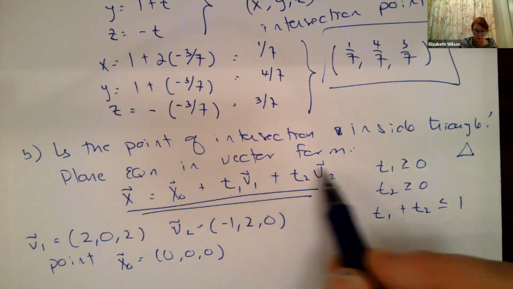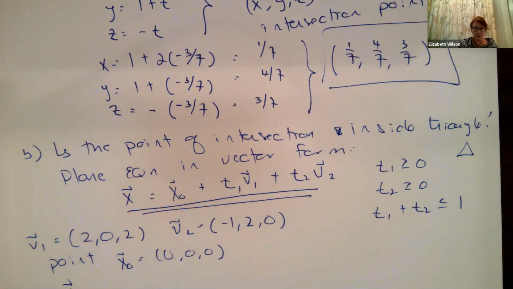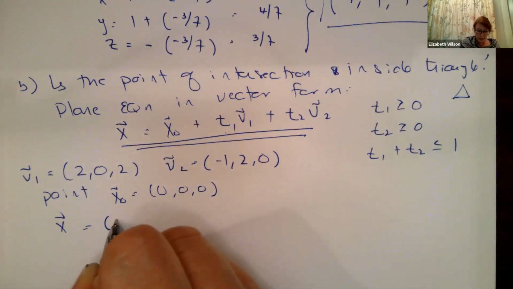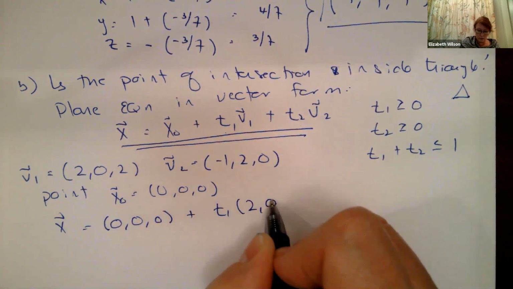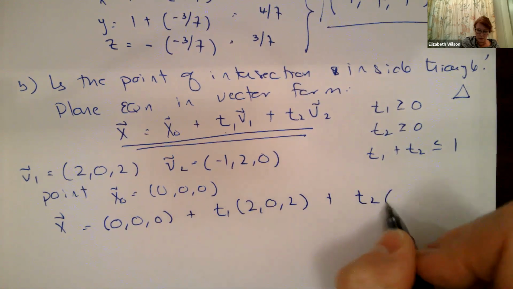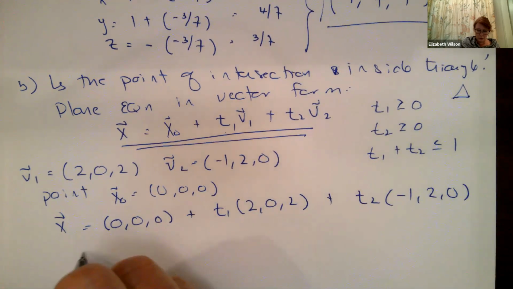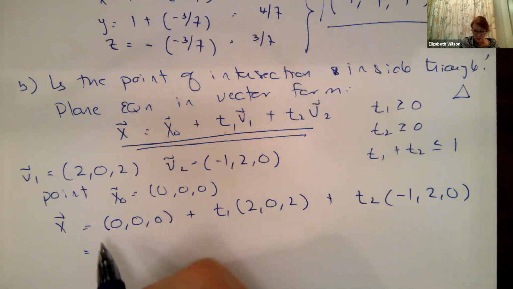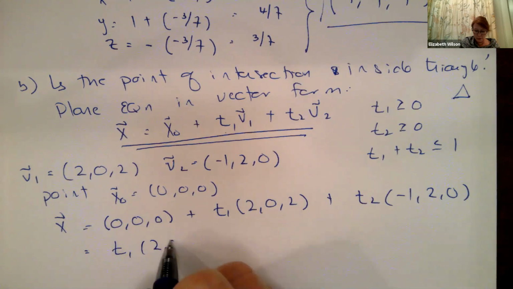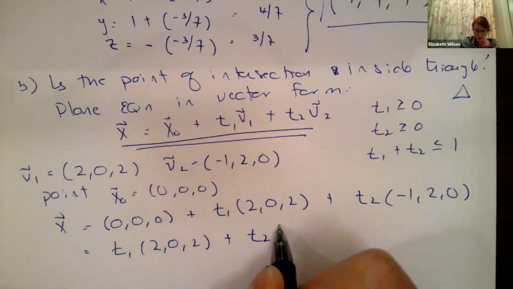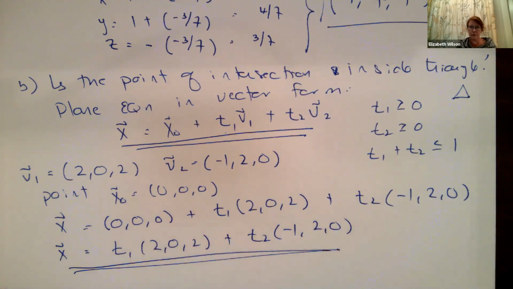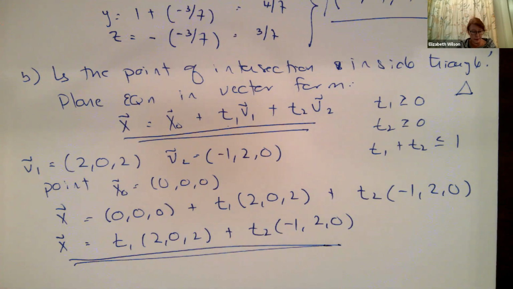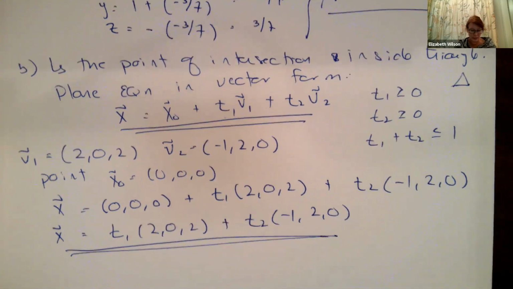When I plug that into my vector form, I'll first write it all the way out so that you can see T1 times 2, 0, 2, plus T2 times minus 1, 2, 0. I'll get rid of the 0, 0, 0. So there's my vector equation for my plane. Okay. That's a lot of work, right? But we're good. We can get that done.